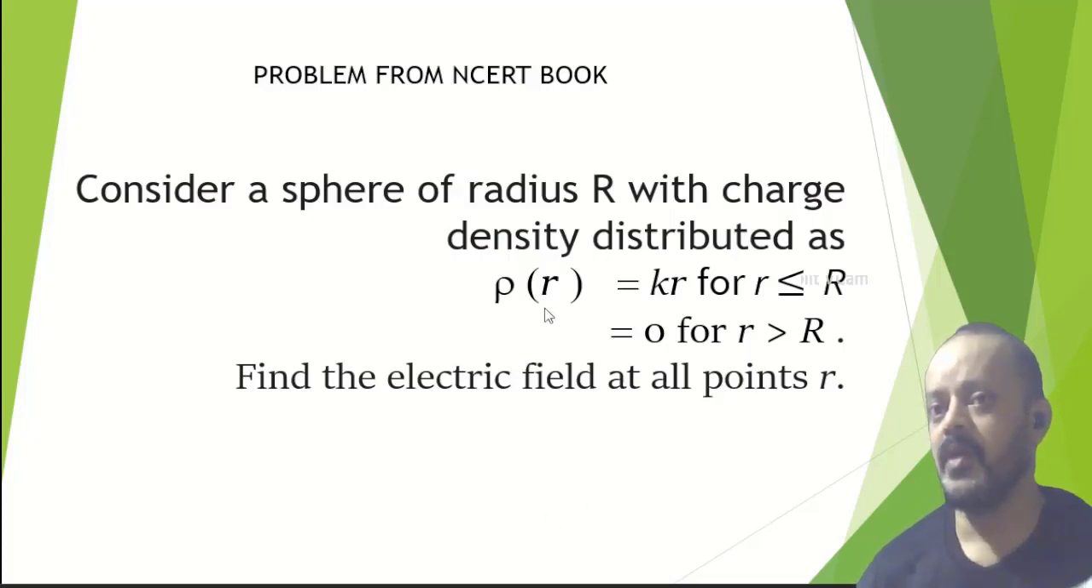Here the volume charge density will not be a constant value, it will be a function of r. Means as the distance of the point from the center of the sphere changes, the volume charge density will also change. But as the point will be outside the sphere, the volume charge density will be 0. This is a special problem.